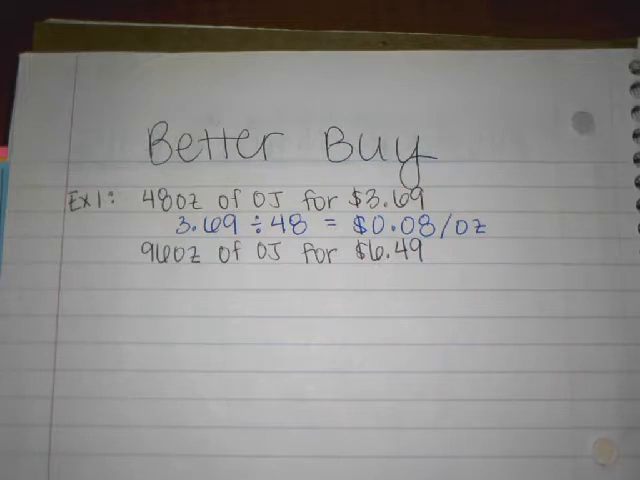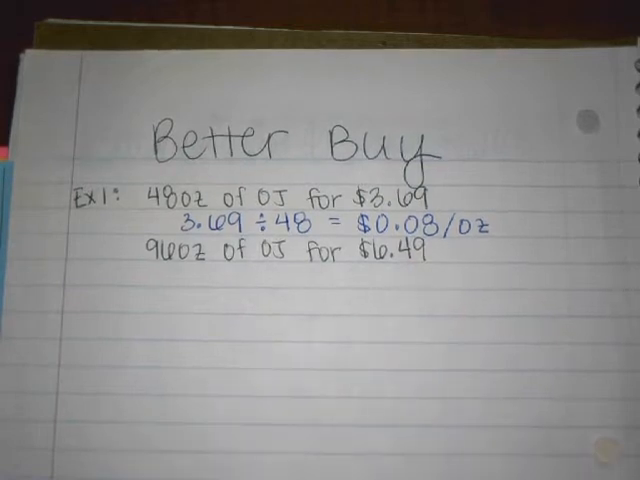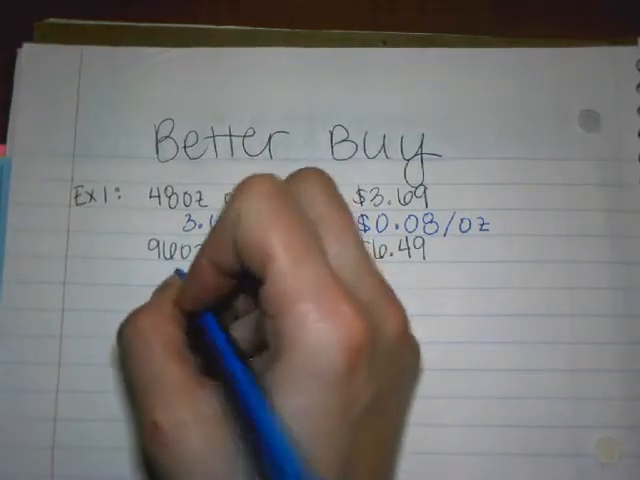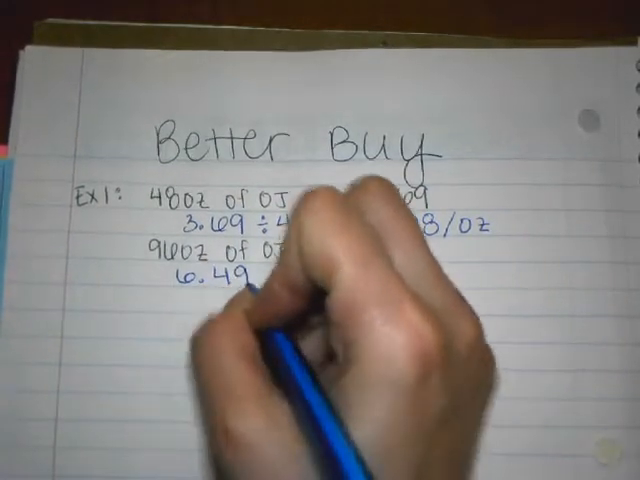Does that make sense, guys? Now you do the same thing with the next one. So what do I do with the next one? It says 96 ounces of orange juice for $6.49. What do I do? So I write $6.49 divided by 96.